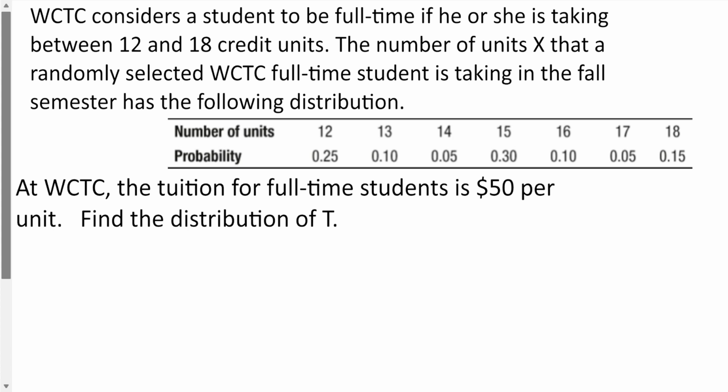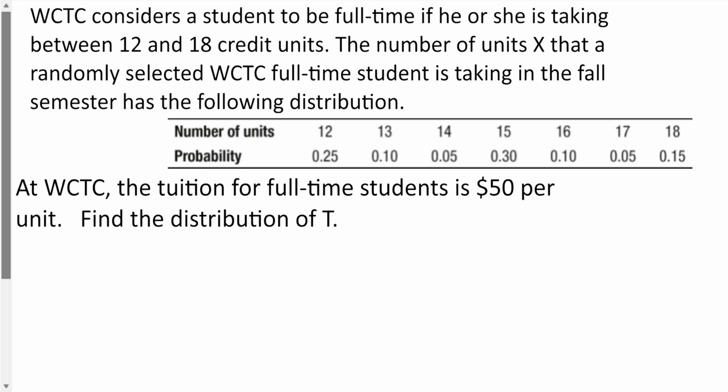Say WCTC considers a student to be full-time if he or she has taken between 12 and 18 credits. The number of units X, or credits, that a randomly selected WCTC full-time student is taking in the fall has the following distribution. So you can see the highest probabilities are at 12 and 15. The least common is 14 and 17, it looks like.